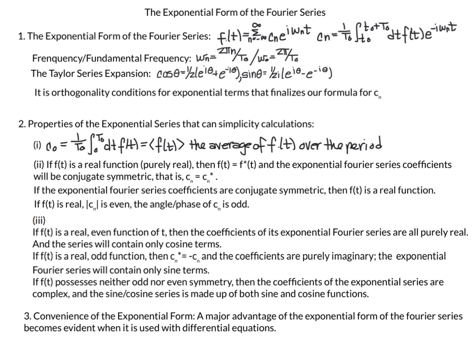The third property, that is, if f of t is a real even function of t, then the coefficients of its exponential Fourier series are all purely real, and the series will contain only cosine functions. So in other words, to build up this even function, we use cosine, which is also an even function. It wouldn't make sense to start throwing in some odd sine function terms. Also, if f of t is a real odd function, then the coefficients are purely imaginary, and the exponential Fourier series will only contain sine terms. Again, if you're building an odd function, you're going to use sine terms because they're odd. If f of t possesses neither odd nor even symmetry, then the coefficients of the exponential series are complex, and the sine-cosine series is made up of both sine and cosine functions.